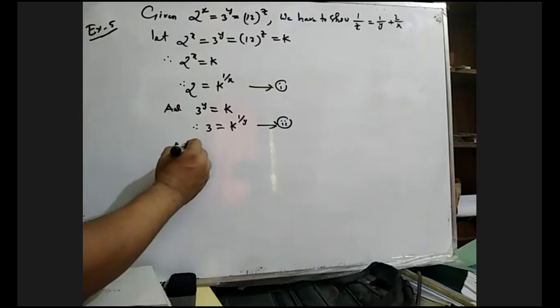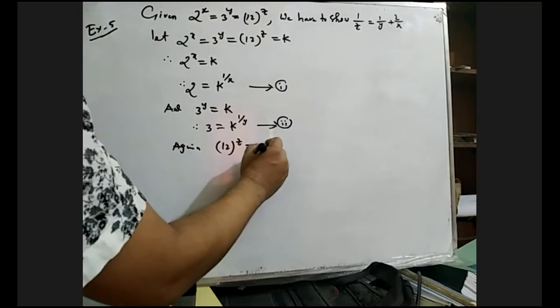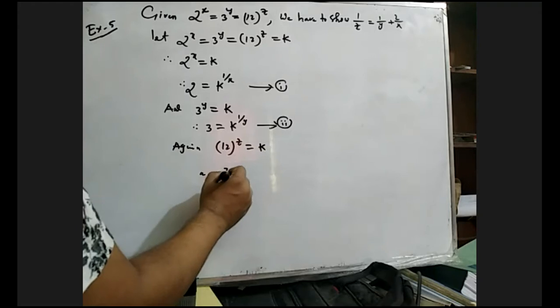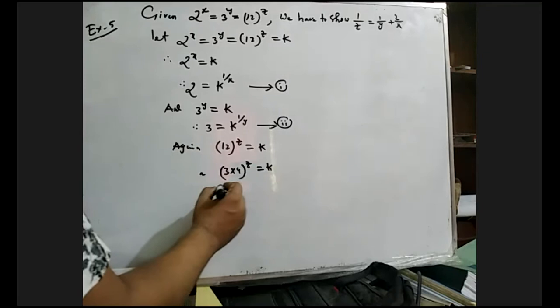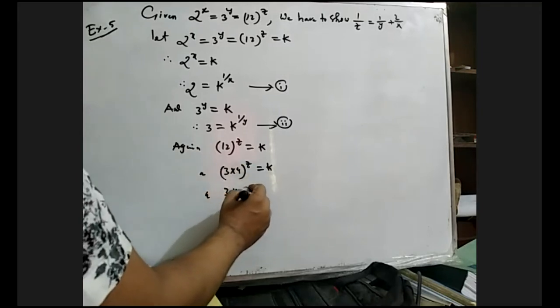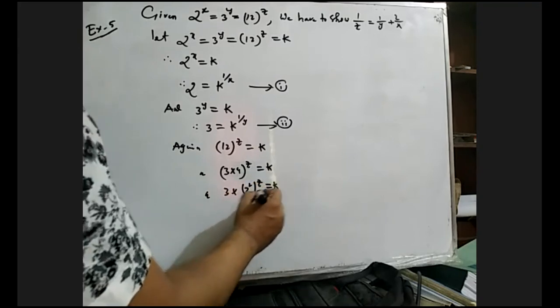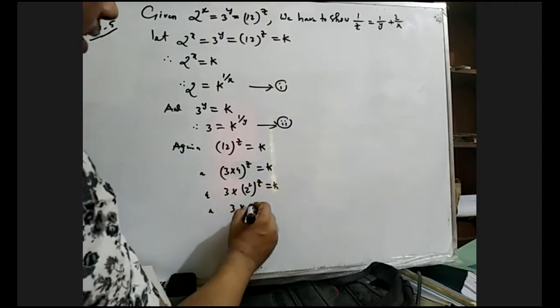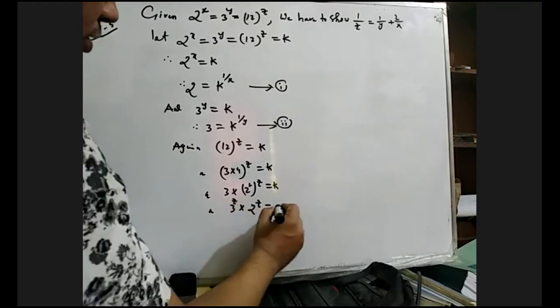Again, 12 to the power z equals to what? Okay. Or 3 multiply 4 to the power z equals to what? Or 3 multiply 2 square, z equals to what will be? K. 3 multiply 2 square means 2 to the power twice z, 3 to the power z equals to k.